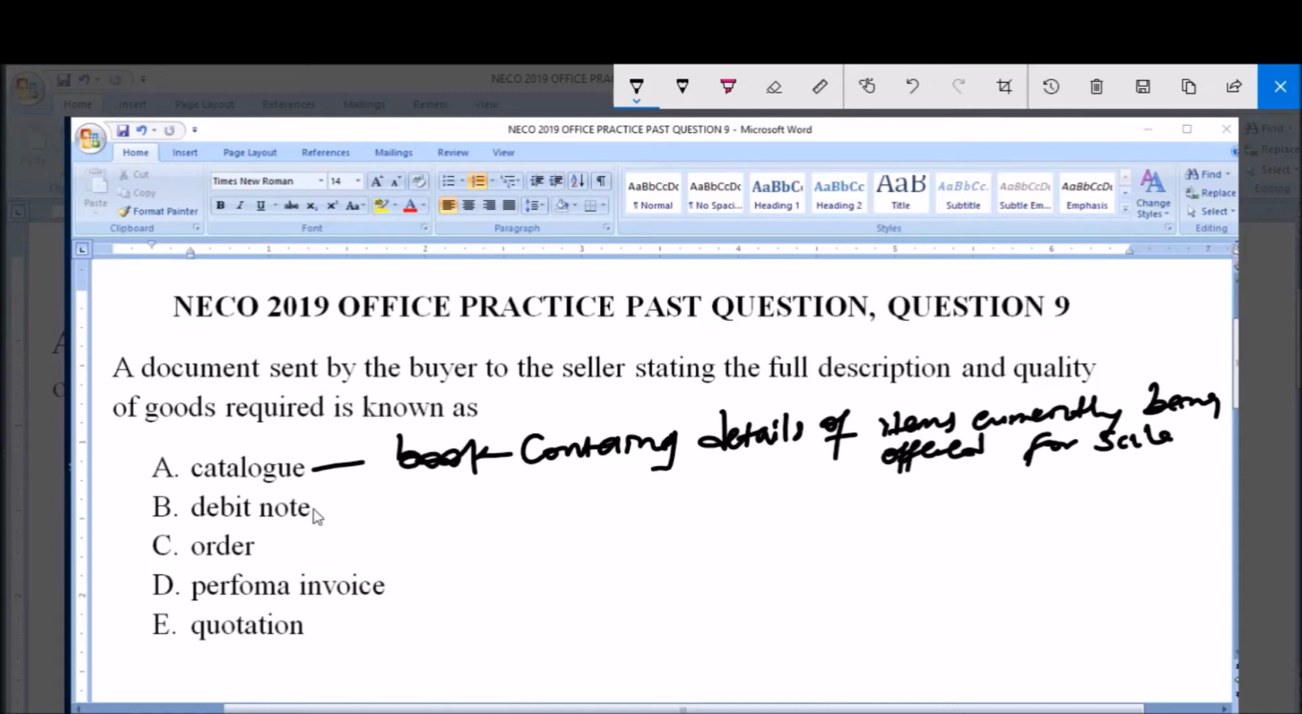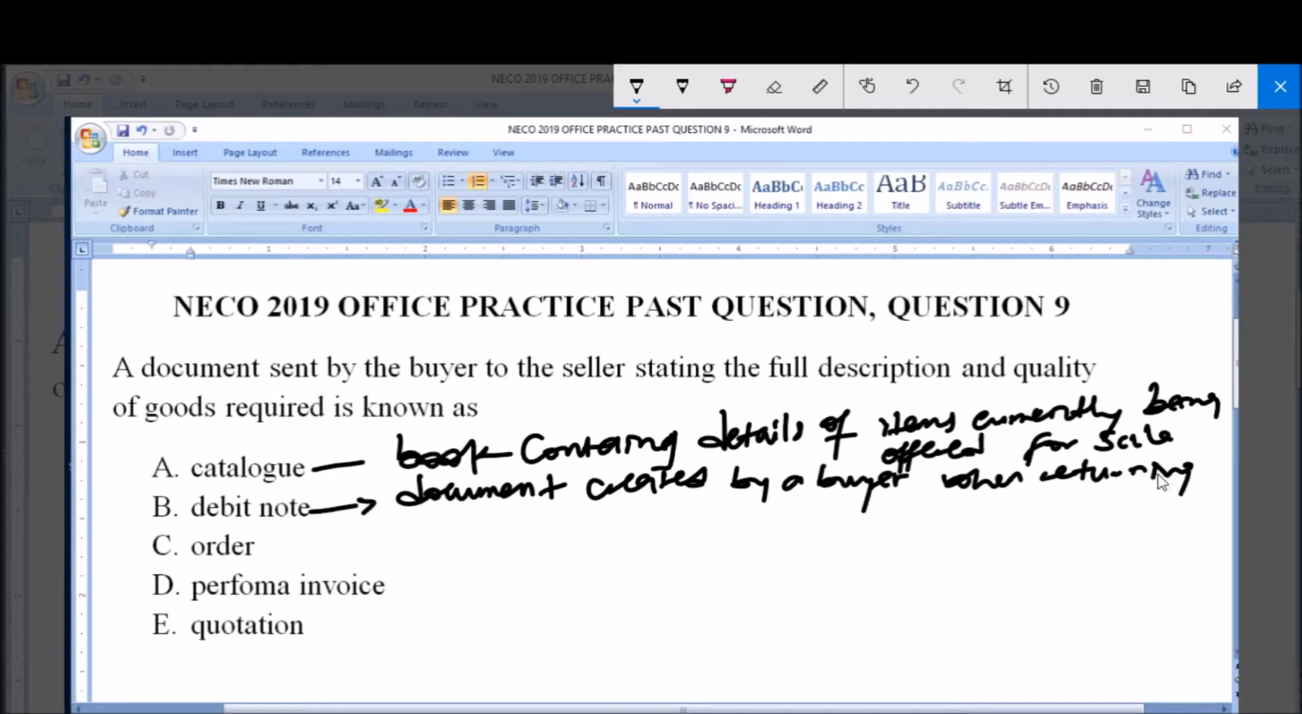Now B here is debit notes. Now debit note is a document which is usually created by a buyer. It is created by a buyer when returning goods received on credit. So that's what debit notes means. It's a document usually created by buyer, and this document is created when they are returning the goods that they received from a seller on credit.